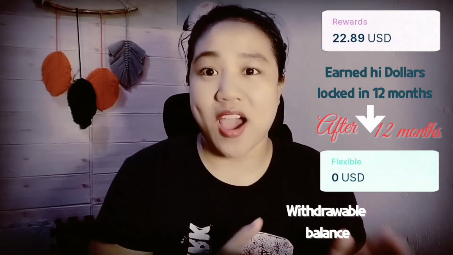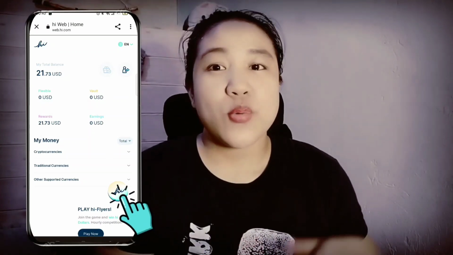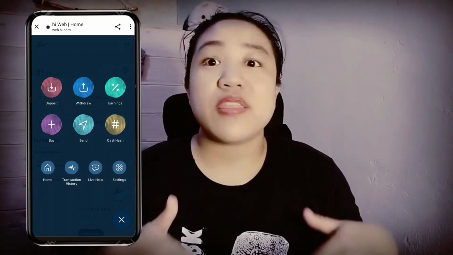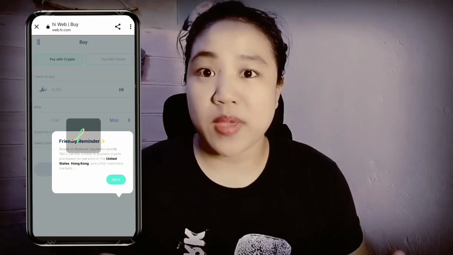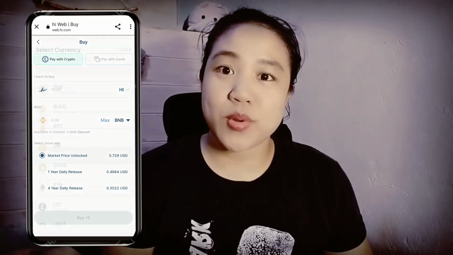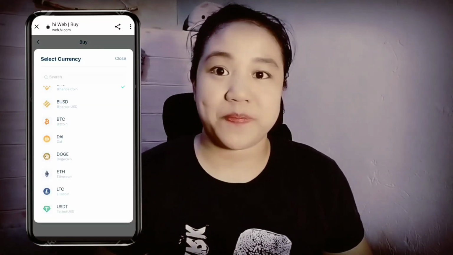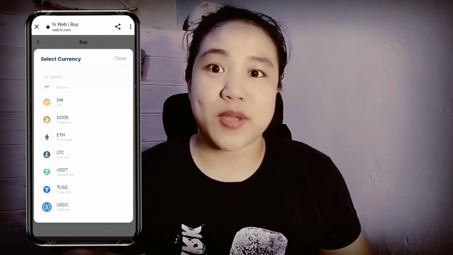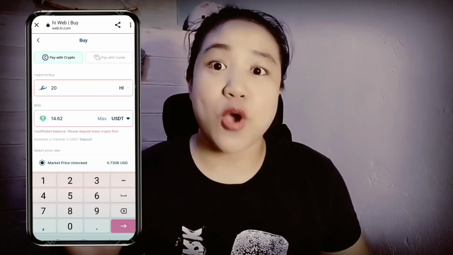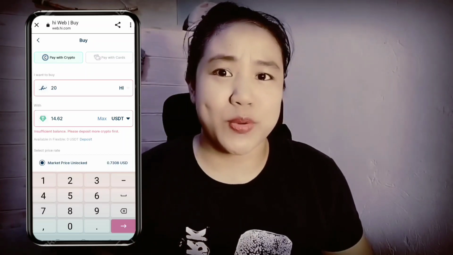Let's pretend to buy high dollars. Let's click the high icon where we can do transactions. We only want to buy high dollars at market price, so tap the buy icon. The only available payment method at the moment is to pay with crypto. You have an option here to buy with other cryptocurrencies like BTC, ETH, LTC, and so on. Assuming that I have enough balance to make a purchase, I'll enter the amount of high dollars I want to buy, then it auto-populates the amount I have to pay in USDT, whichever crypto you prefer to use.